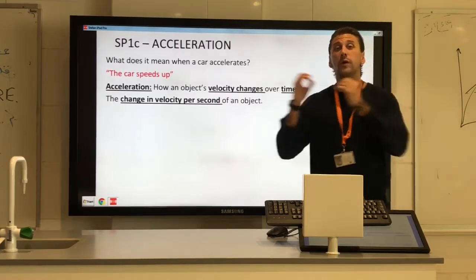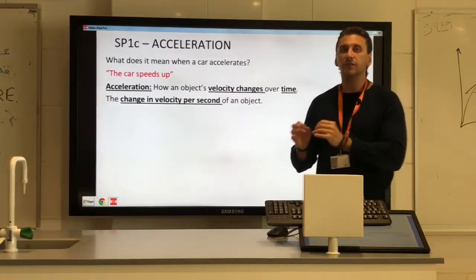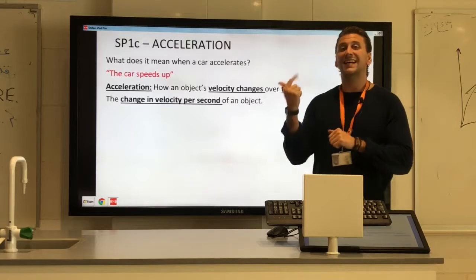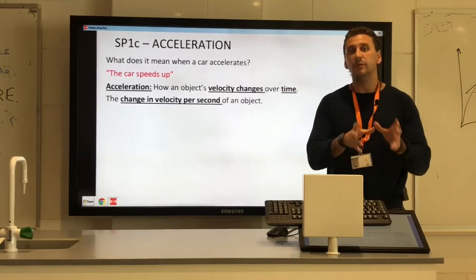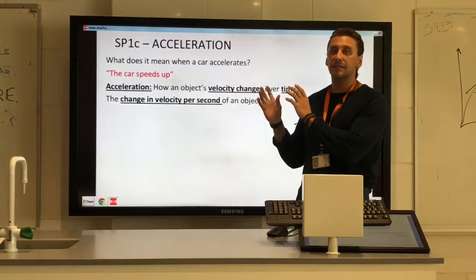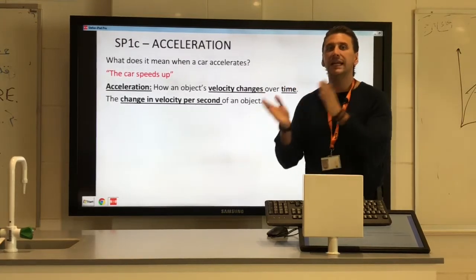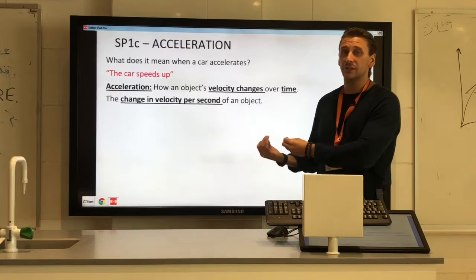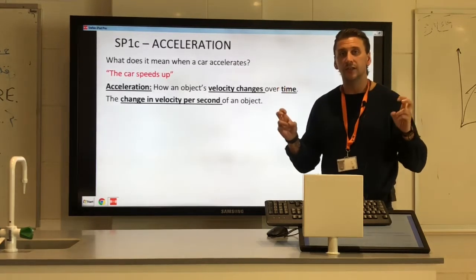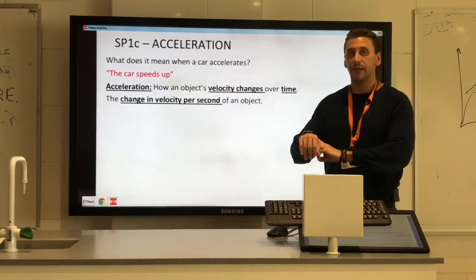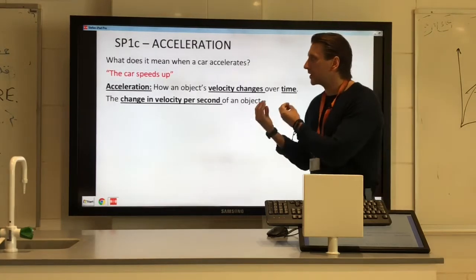And remember, all the way back to SP1A, velocity is a vector which has size and direction, but it's a speed vector. So speed is the scalar with just size, and velocity is the vector, which is speed in a certain direction. So acceleration is how the velocity changes, or how the speed changes in a certain time. Okay, so how an object's velocity changes.